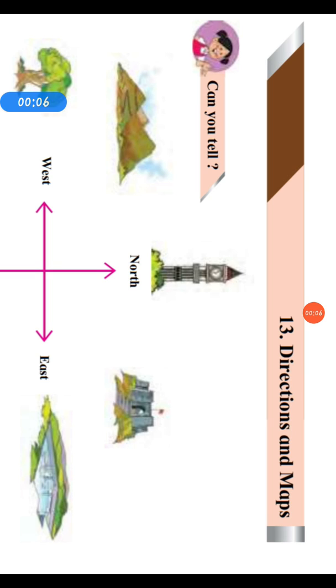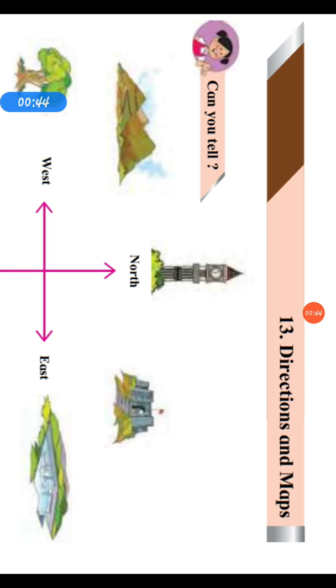Today we will learn a new chapter in EVS 1, chapter number 13, directions and maps. So students, tell me, from where does the sun rise? Have you seen it? Let's do some practical. In the early morning when you get up, go outside and see from where the sun rises. The direction from which the sun rises is east, always east.